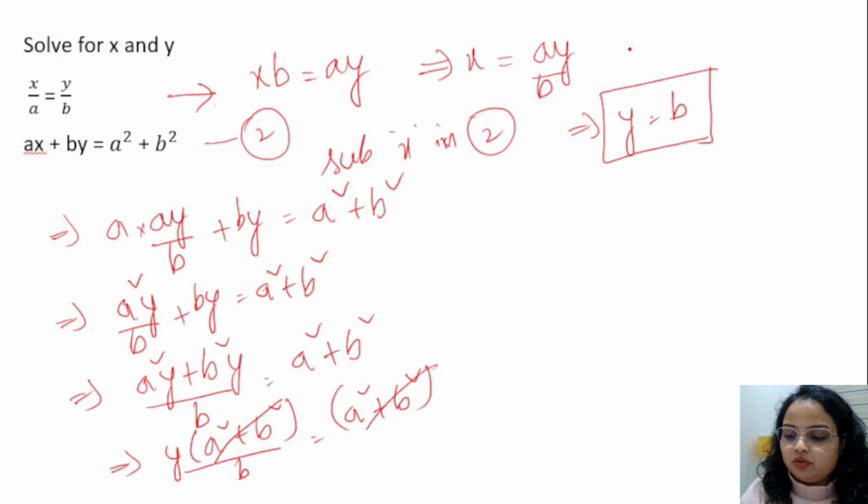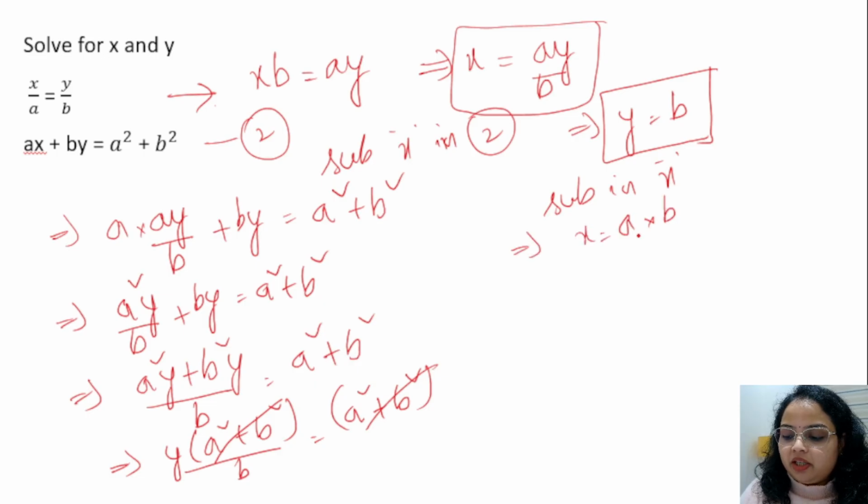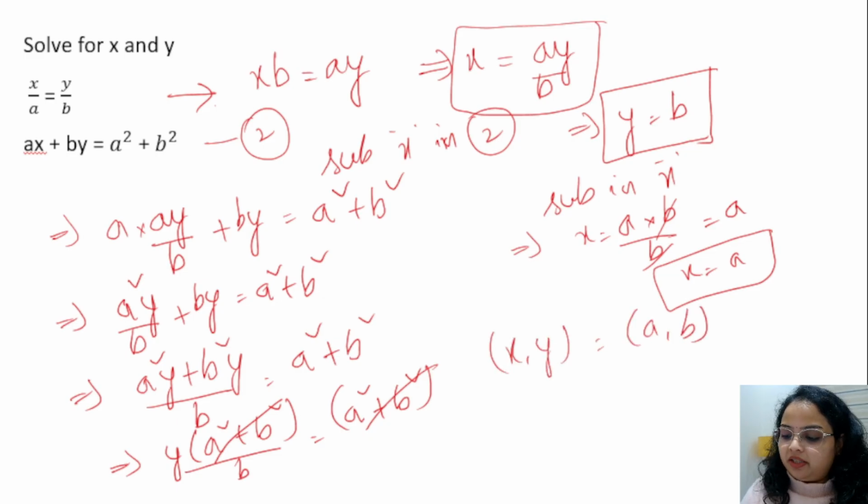Here we got y is equal to b and we'll substitute in this x term. Substitute in x. We'll get here x is equal to a into b by b. b and b will be cancelled. We got here x is equal to a. x and y values are a and b.